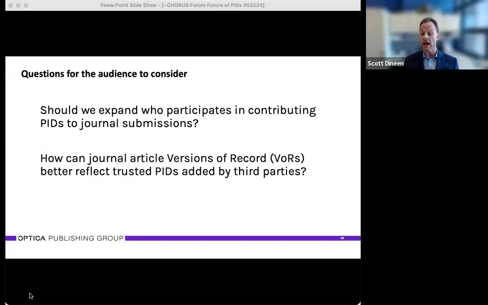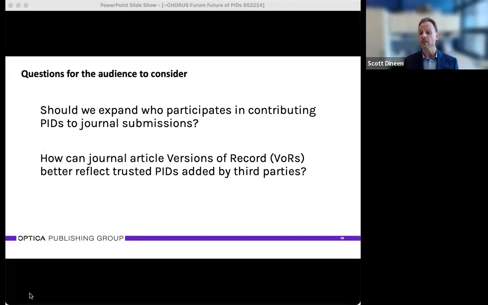We mainly get data and PIDs from authors as publishers. Should we expand? Is there a way to expand who's contributing the PIDs so it's less burdensome and more accurate? The funders, the organizations who are part of these read and publish agreements, and how do we do that? I don't have answers. I'm just raising the question here.